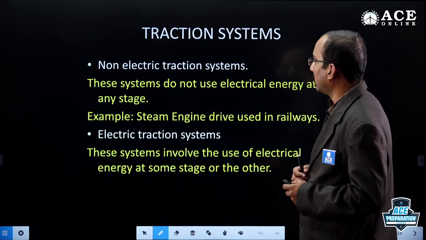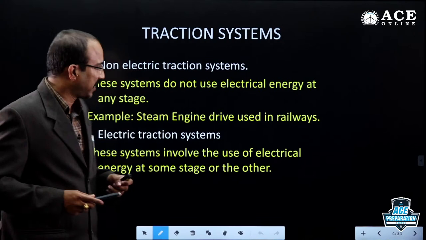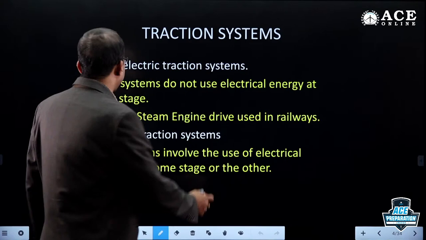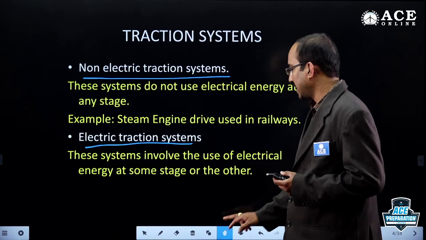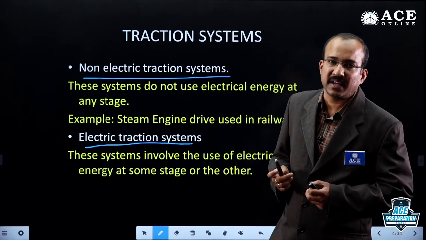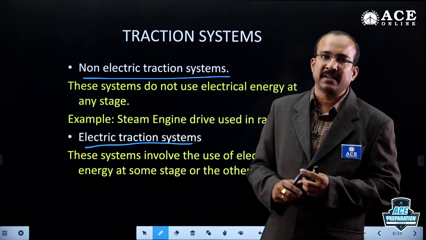Now, what are the different types of traction systems that we have? Let us observe here. We have non-electric traction systems and electric traction systems. We have two types. One is non-electric and the other one is the electric traction system. So, what is the difference between a non-electric traction system and an electric traction system?